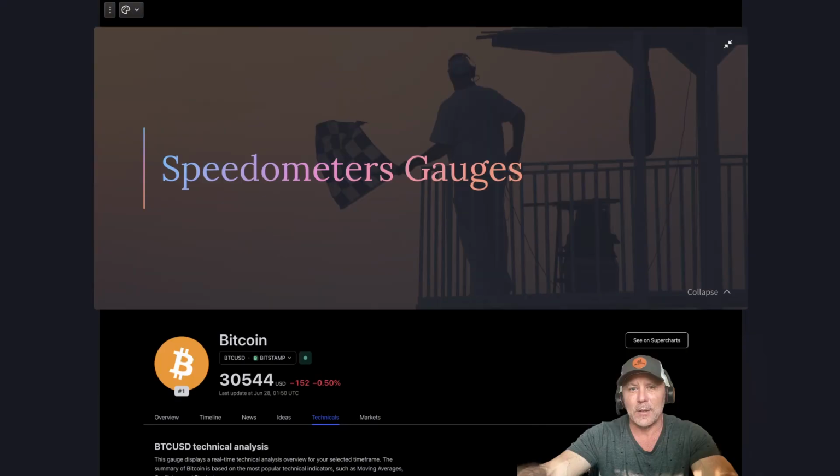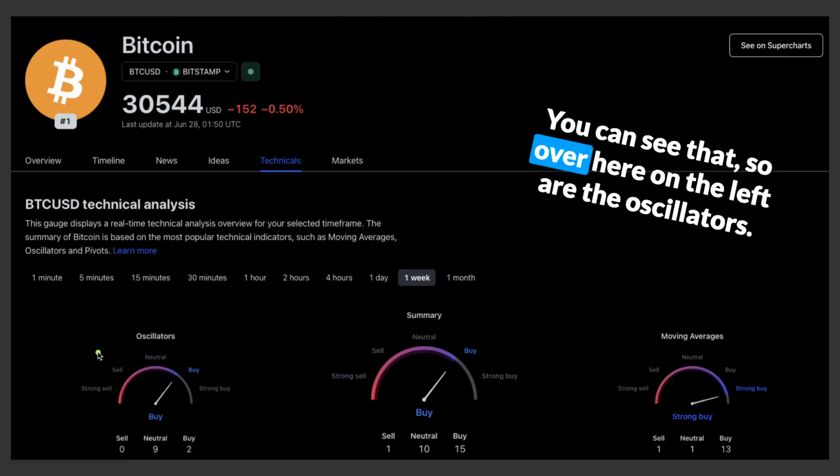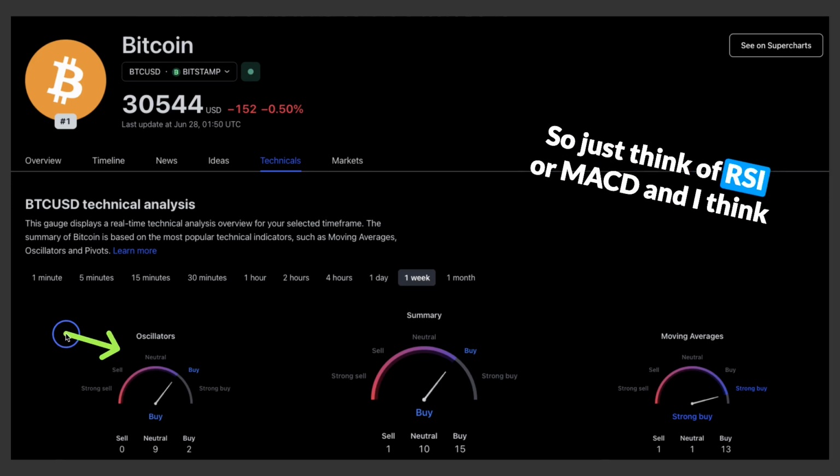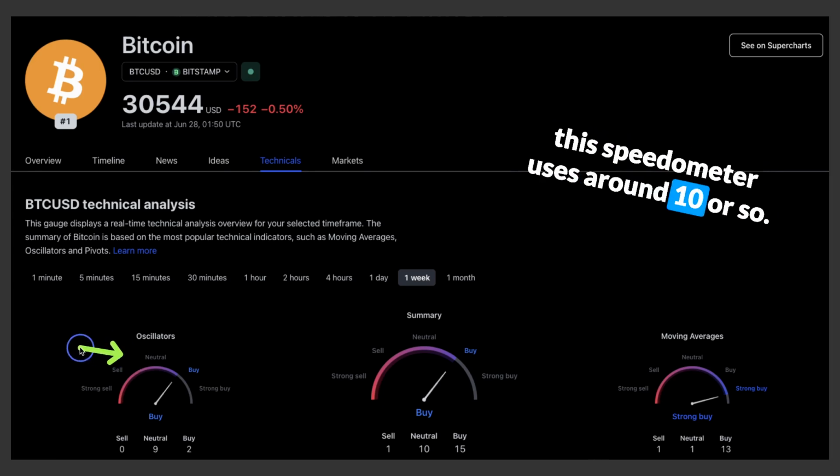All right, speedometer gauges. This is a feature of TradingView. There are three of them, you can see that. Over here on the left are the oscillators, so just think of RSI or MACD. And I think this speedometer uses around 10 or so. No, excuse me, 11.